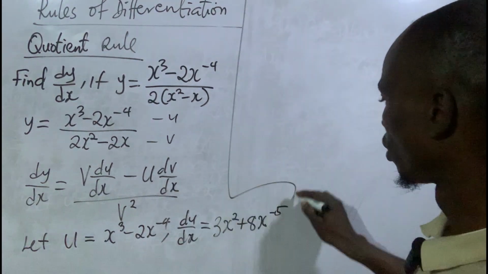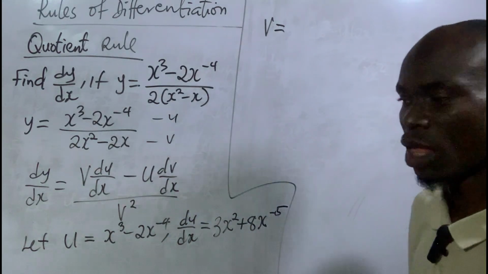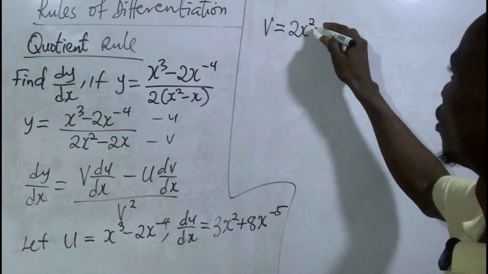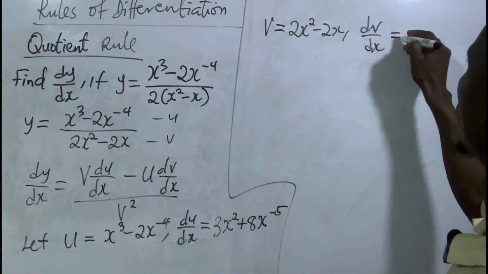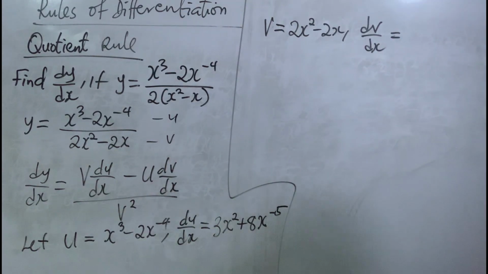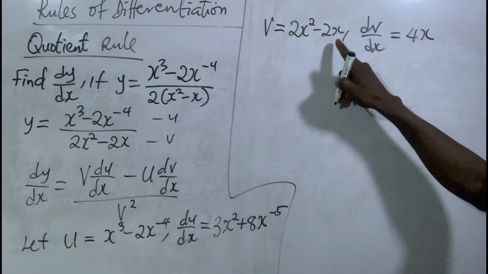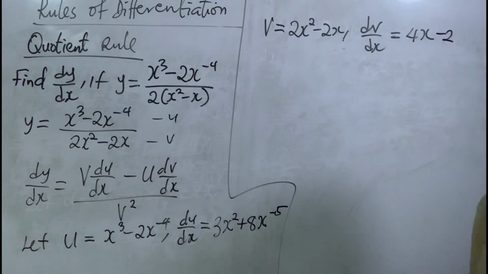Okay? Then we take our v. v is equal to the denominator, 2x squared minus 2x. Then dv/dx will be equal to 2 times 2, 4x. Differentiate 2x, you have minus 2. So now let's substitute into the formula.